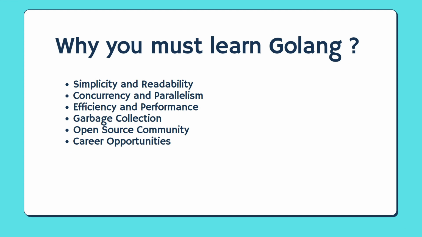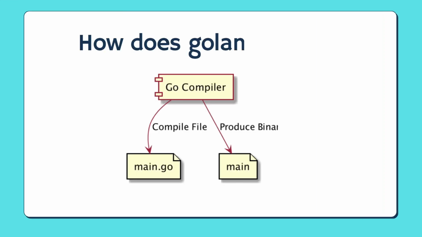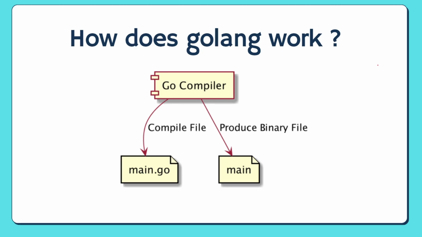Okay, this is a little explanation of how the Golang programming language works. If you look at the image, the file with the Go data type will be compiled by the computer into a binary file which will then be read by the computer.